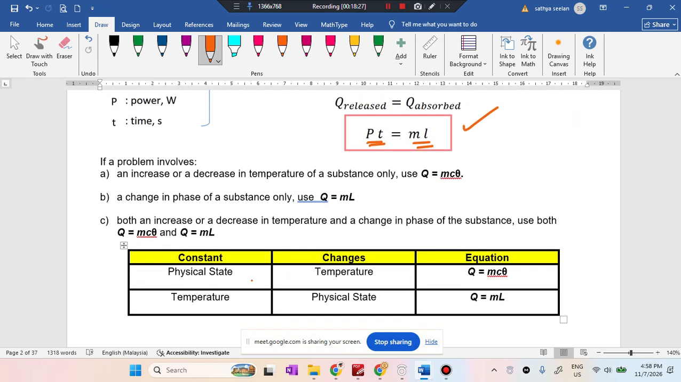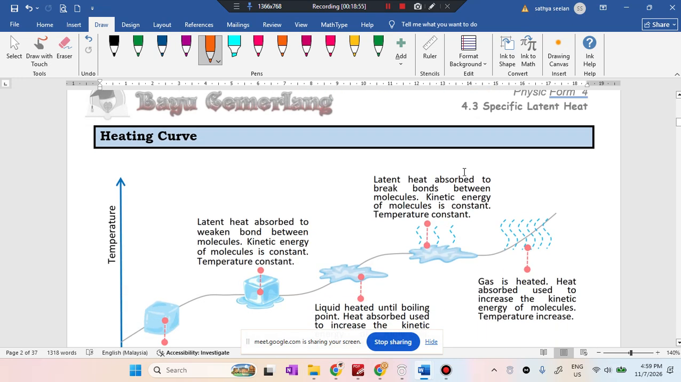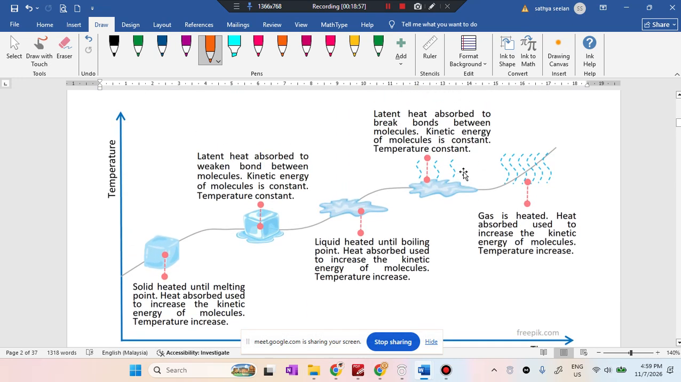Kalau ada perubahan suhu, guna mcθ. See when to use mcθ, when to use ml. They will combo. Okay, kita akan gunakan mcθ when the temperature change. Kita akan gunakan ml when the physical state change. Kalau temperature change, physical state constant. Kalau physical state change, temperature constant. Okay? Now, let's see this heating curve.